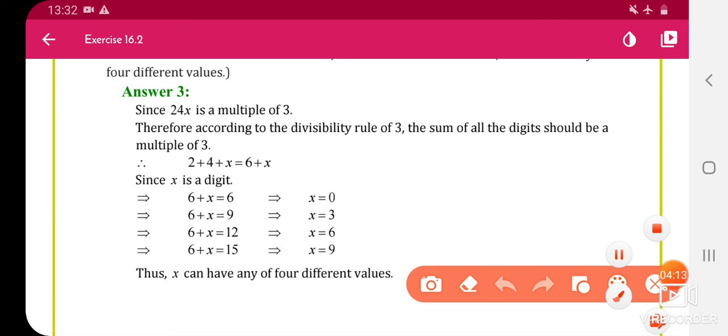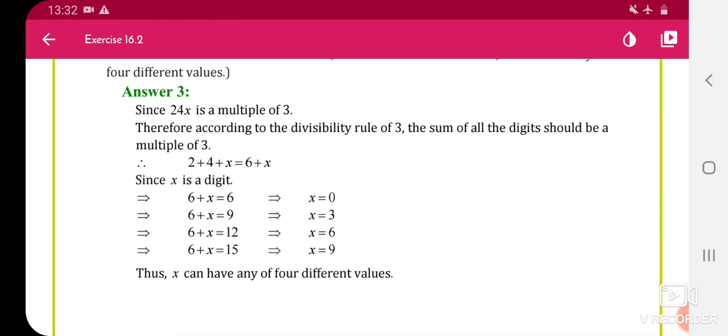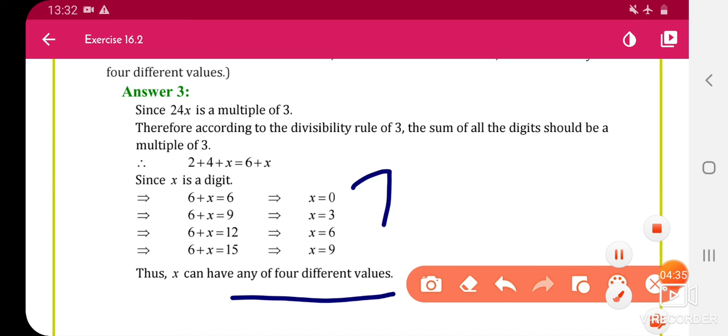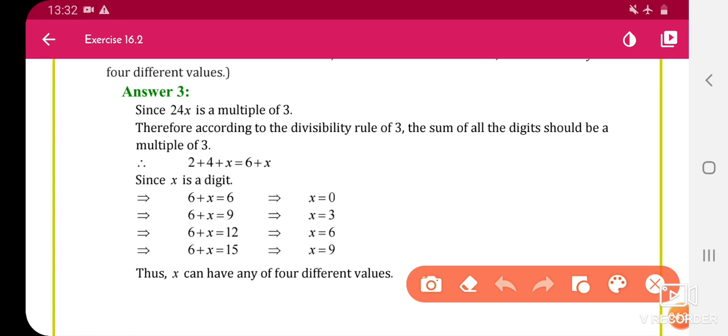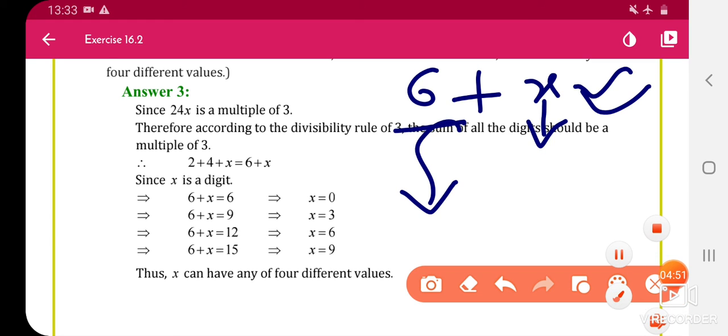After that we put x equal to 6. So 6 plus 6 is 12, and 12 also comes in the 3 table. After that we put 9, and 15 also comes in the 3 table. So we can have four different values. That means in this question, after 6 plus x, we have to put the value of x which makes the number come in the 3 table, or be divisible by 3.